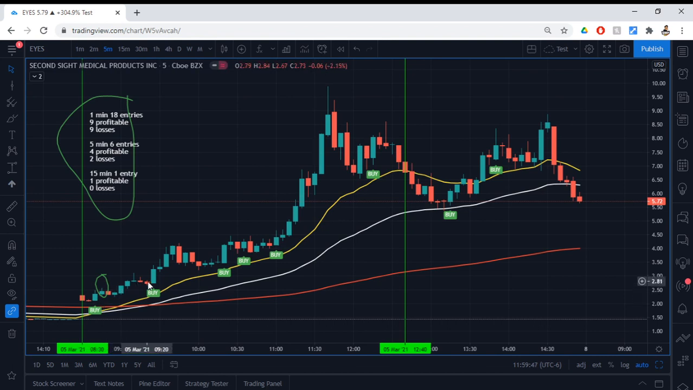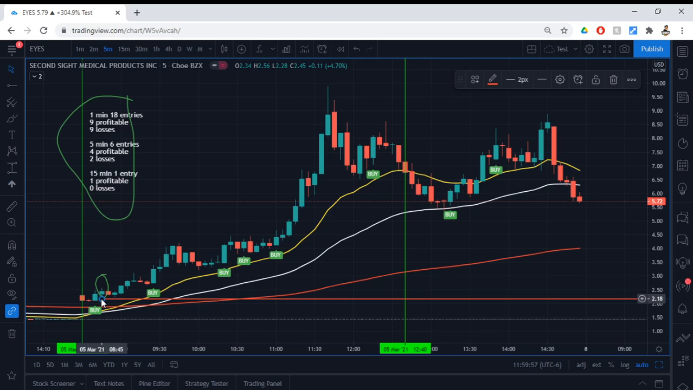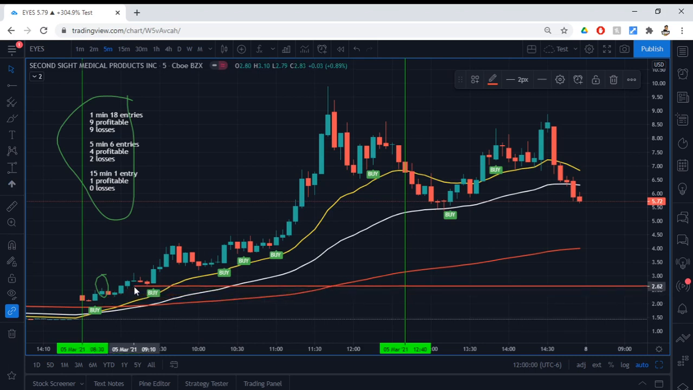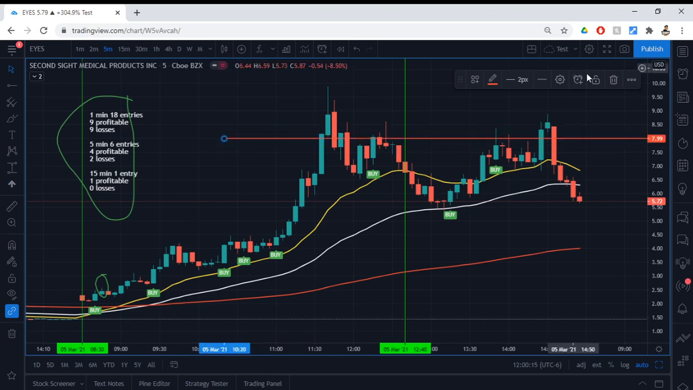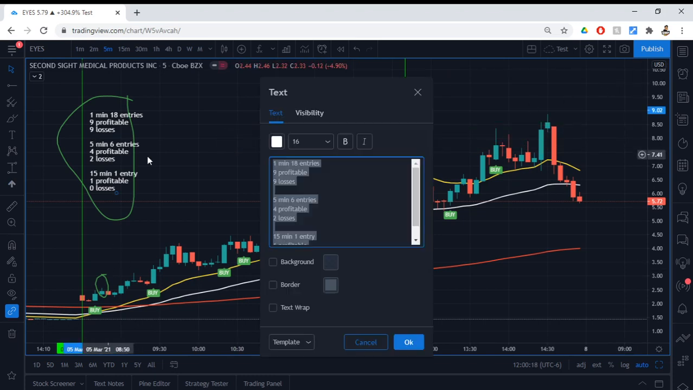So 1, 2, 3, you might have been stopped. Actually, you know what? 1, 2. Sorry, let me actually confirm this. So stop loss there, stop loss here, stop loss here, stop loss there, stop loss there. Okay, entry there. Okay, we can consider that a loss just for the hell of it. So this is actually wrong. It's 5 profitable and 1 loss.